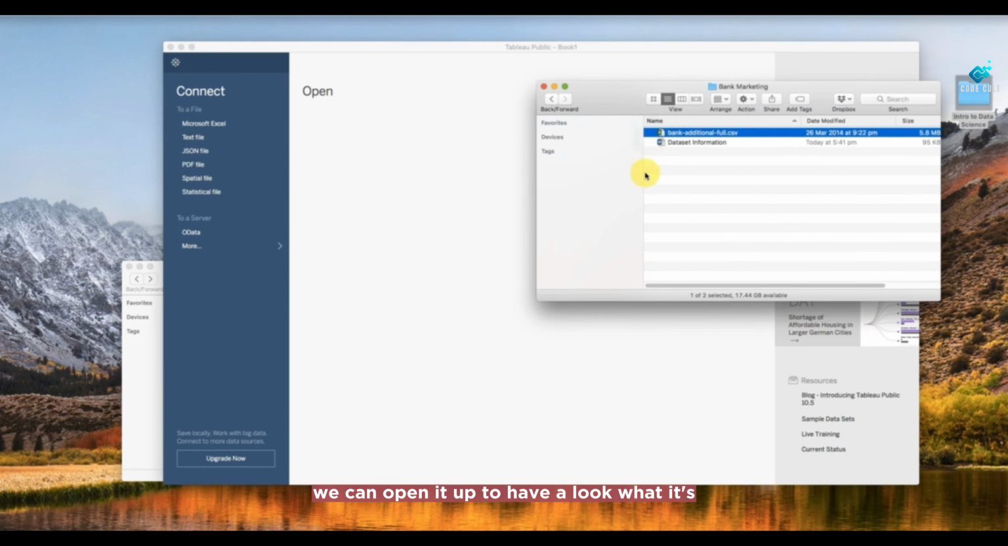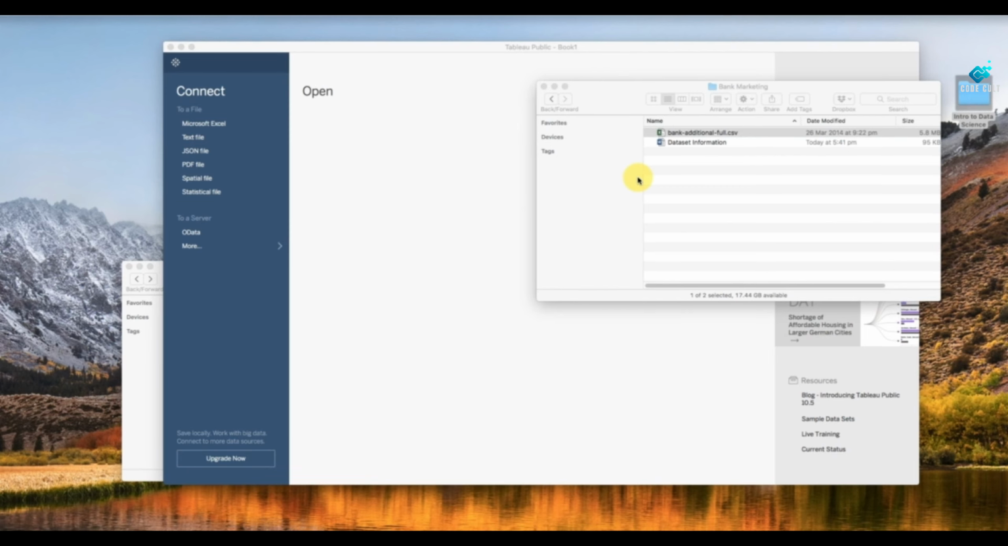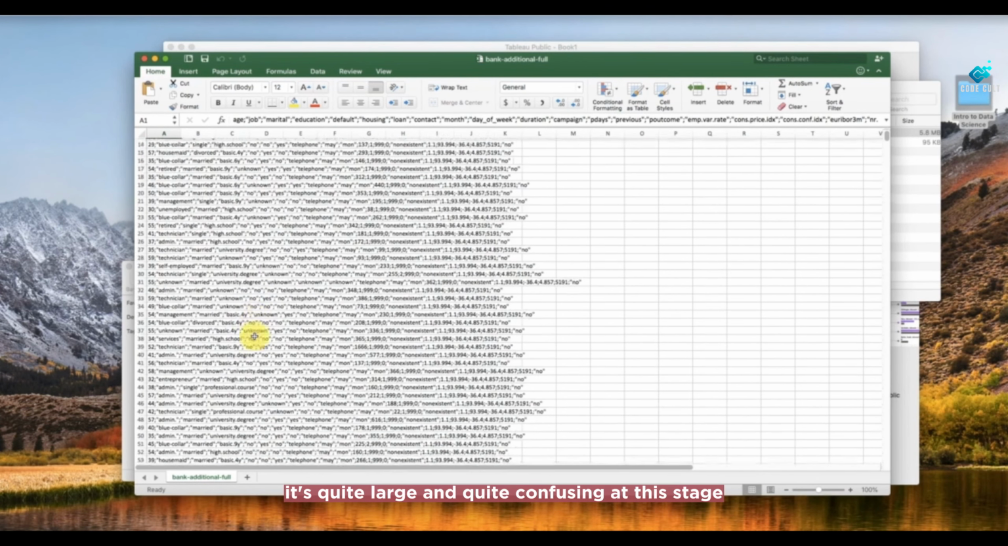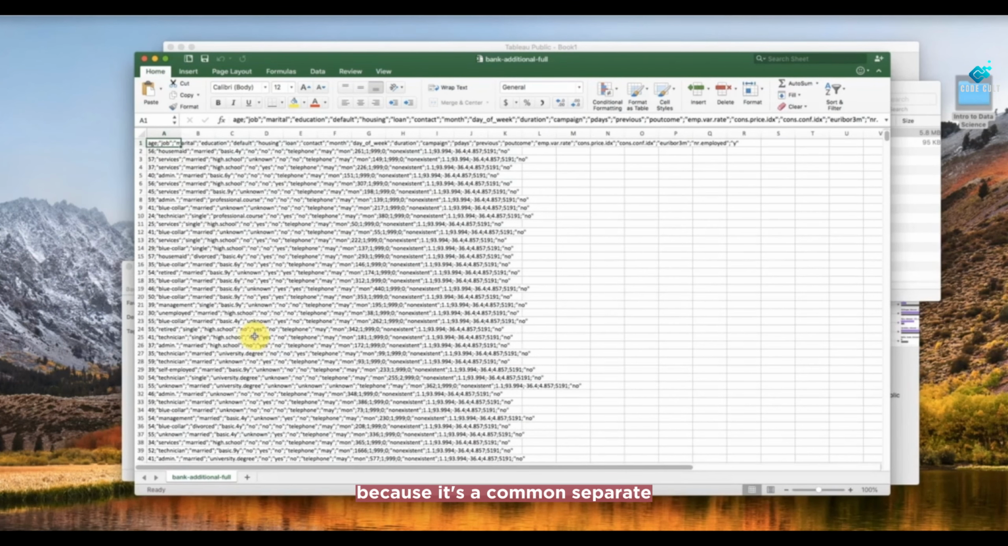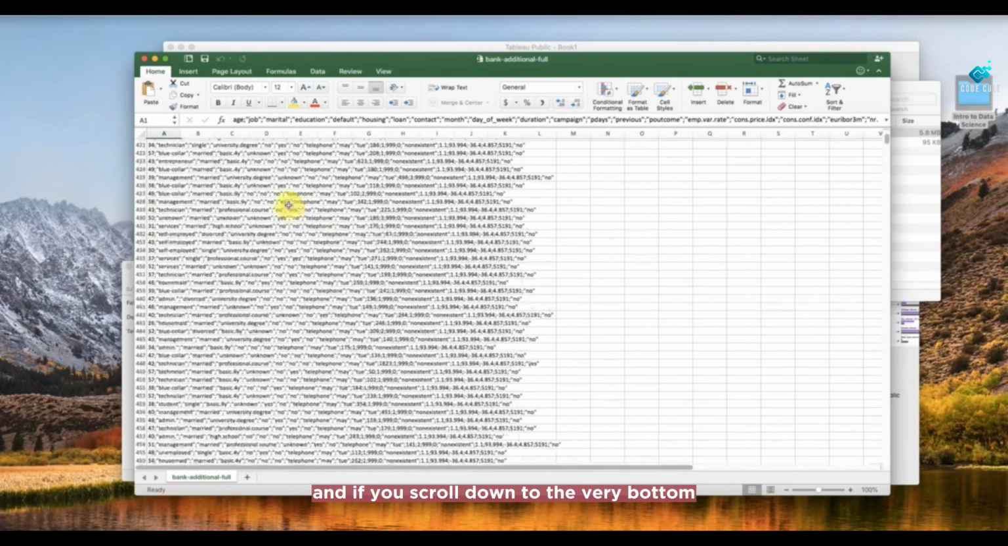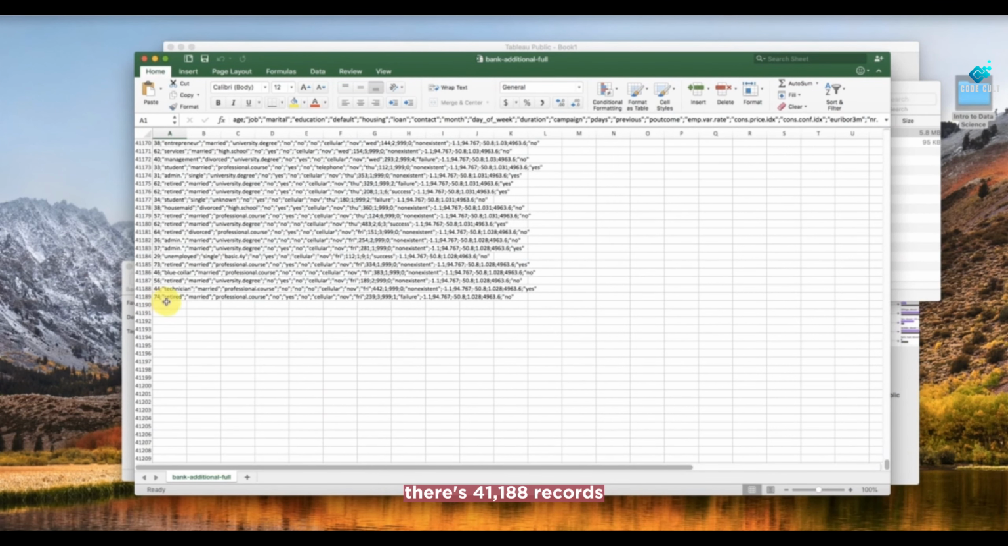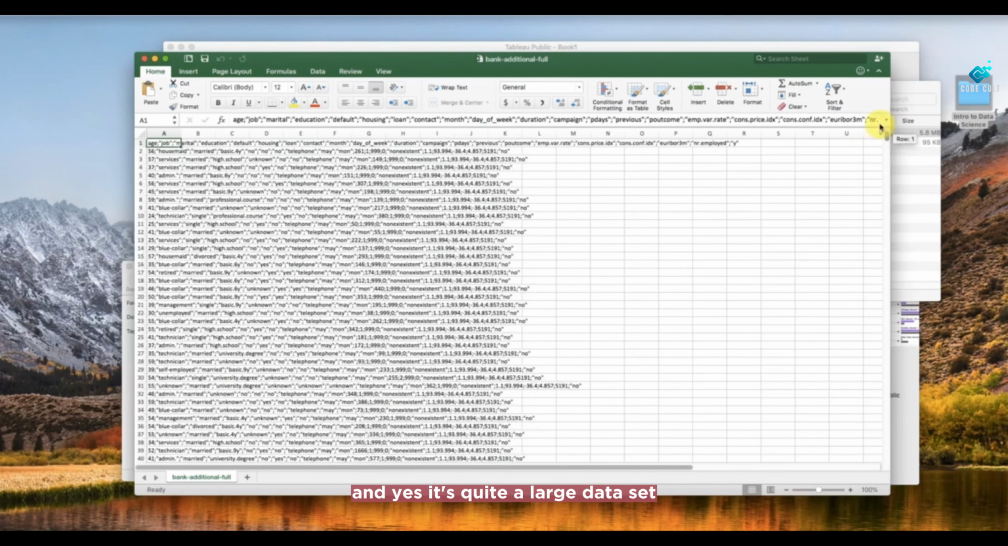And there's our data set. We can open it up to have a look and get a feel for what it's all about. All right, there it is. There's our bank marketing data set. As you can see, it's quite large and quite confusing at this stage because it's a semicolon separated values file. And if you scroll down to the very bottom, you'll see there's a lot of rows. There's 41,188 records, not including the header. So it's quite a large data set.